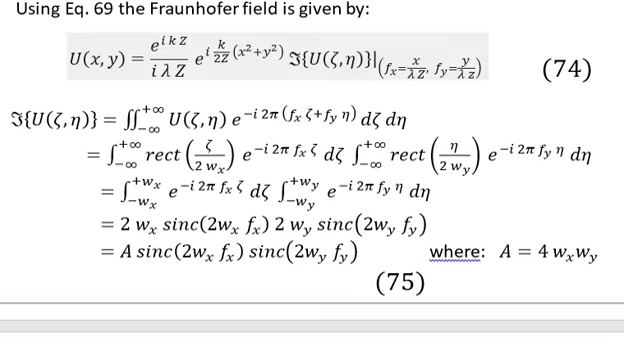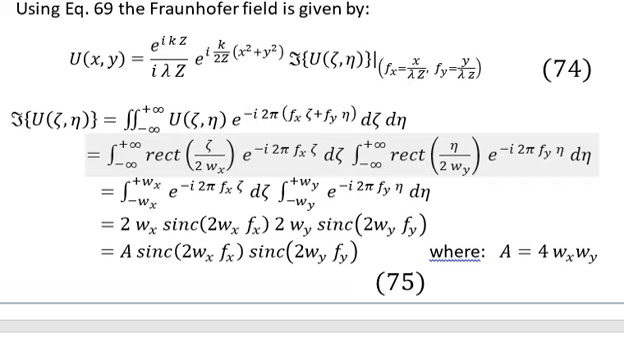So take the Fourier transform as given and then evaluate that at fx and fy values. So let's take the Fourier transform of the input field, that is the Fourier transform of u of zeta and eta. You see that we have written here the Fourier transform integral containing the field u of zeta and eta, and now we are plugging in the value of u of zeta and eta in terms of the two rect functions, and at the same time we are separating this double integral into two single separable integrals, one integral on the zeta coordinate, the other on the eta coordinate, as given in the second row of equation number 75.